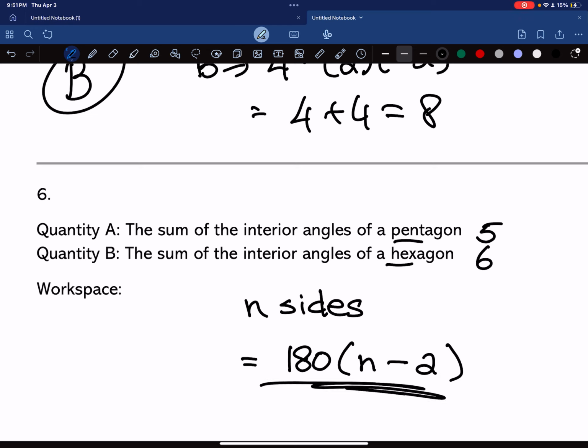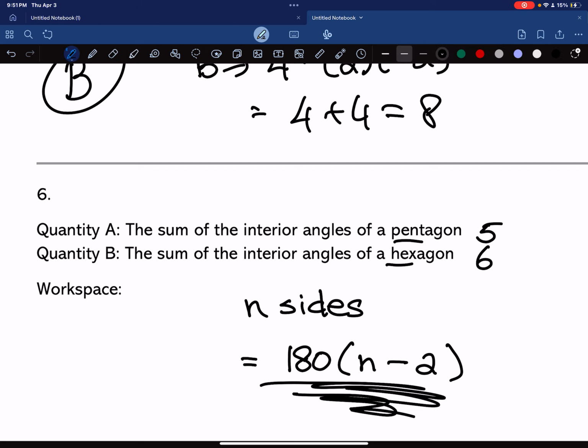You don't really have to do this formula. Now, I included this because it's something that you should know. I know there's like 1 or 2 questions that I took where I had to use this one. But in this case, a hexagon has 6 sides. It clearly has more sides than a pentagon.